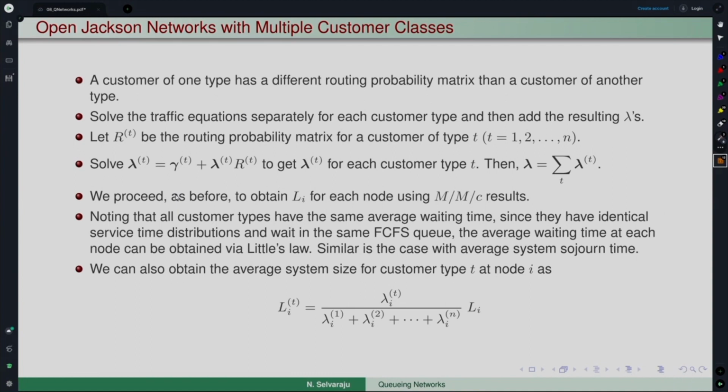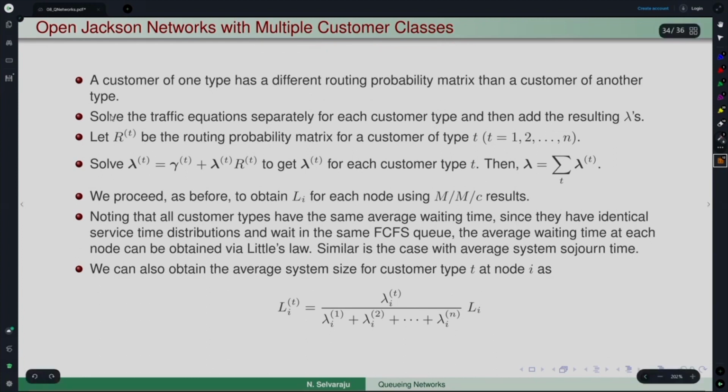Now, this can also be extended in many ways, but we will just see this one extension which is very simple, which is basically when you have multiple customer classes. But here we are assuming that all the customer classes have identical service time distribution and wait in the same FCFS queue. They do not have individual queues, they have the same FCFS queue. Under that, this can be generalized to multiple customer classes, this same idea that you have here.